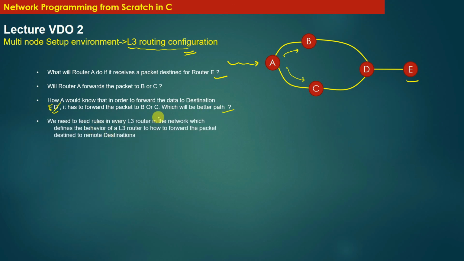In order to accomplish this, we need to feed rules in every L3 router in the network. Note the words every L3 router in the network. These rules define the behavior of an L3 router, how to forward packets destined to remote destinations. This set of rules is called L3 routing information. So let us take an example.